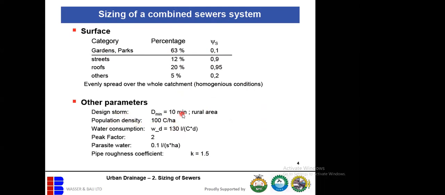This is the storm. We are using a 10-minute storm. And then the water consumption is about 130 liters per capita per day. The peak factor for the sewer system, we're using 2. Yesterday I told us that this peak factor is that factor that takes care of your losses, your population growth, your future development, population forecast, and all other unforeseen factors that might influence your design.